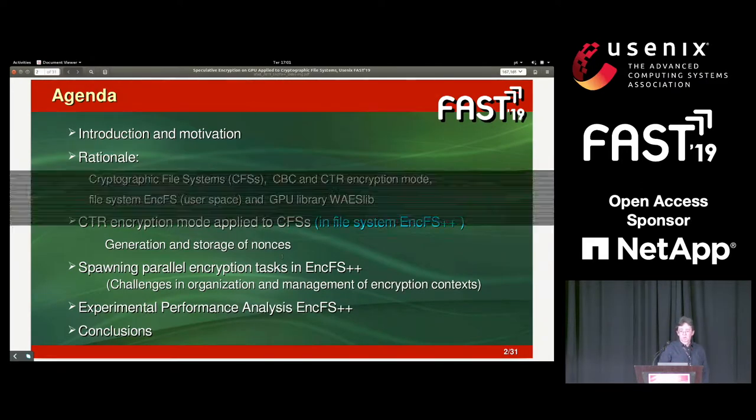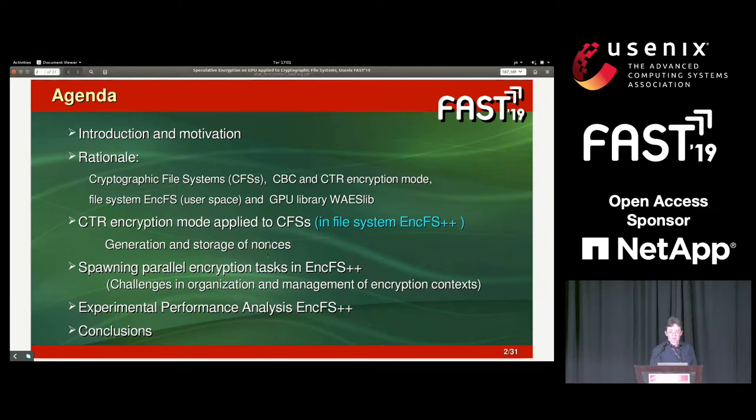So our motivation will be to use cryptographic file systems and encryption in CTR mode. The rationale I'll be talking about is on cryptographic file systems, CBC versus CTR encryption mode. The file system that I use is EncFS, which is in user space, and a GPU library called Wiselib. I'm going to be talking about the CTR encryption mode applied to CFSs, and an implementation of a file system called EncFS++.